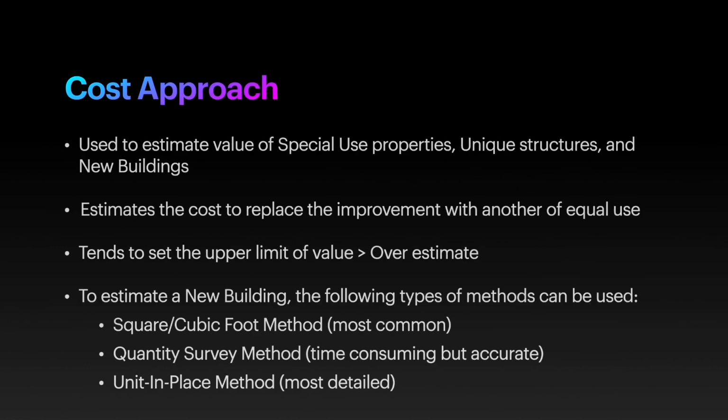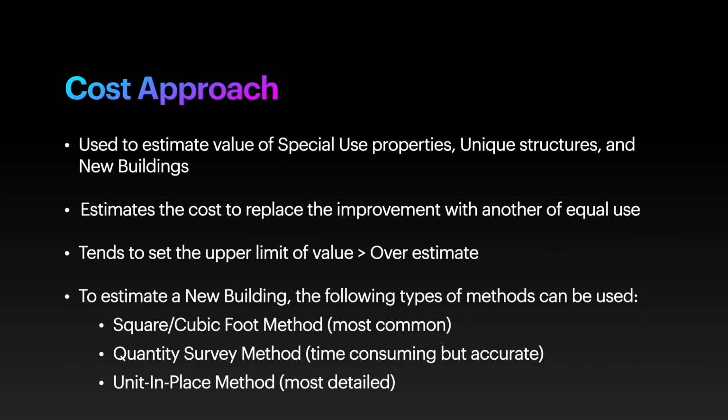So the cost approach, this is used to estimate the value of special properties, unique properties, and new buildings. This estimates the cost to replace the improvement with another of equal use. So note the word replace there. This is different than a reproduction cost. So replace is just to replace it with something of equal use. It doesn't have to be exactly the same. Whereas reproduction is actually creating a duplicate.